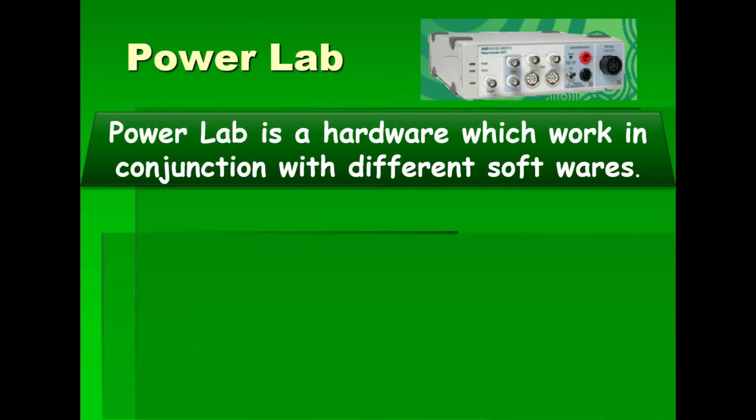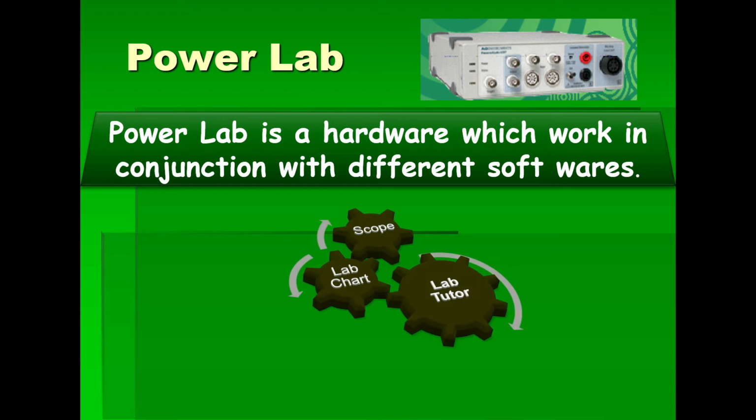In coming slides, I will show you the interface, how it looks like. But before that, I want to introduce the hardware part. The hardware is this box. Basically, this is a PowerLab, a hardware device that is attached with the computer system, and the software that we are using with the PowerLab are of three types.